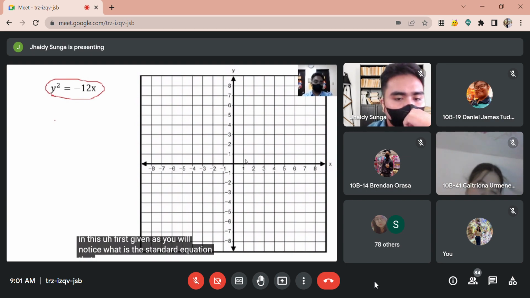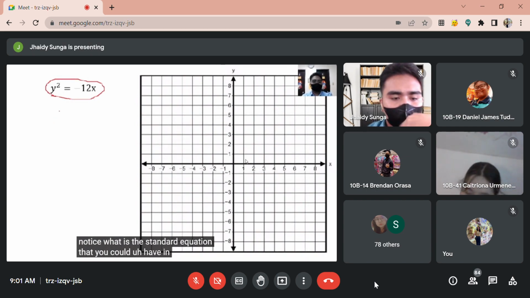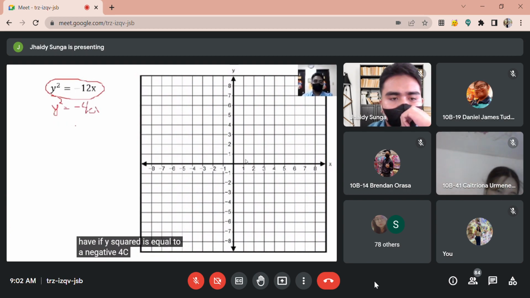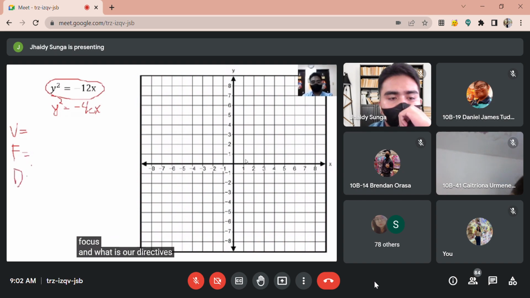What is the equation that we have? We have y squared is equal to negative 4x. In this case, what we're going to do here is find the vertex. What is our vertex? What is our focus? And what is our directrix? As well as the values.